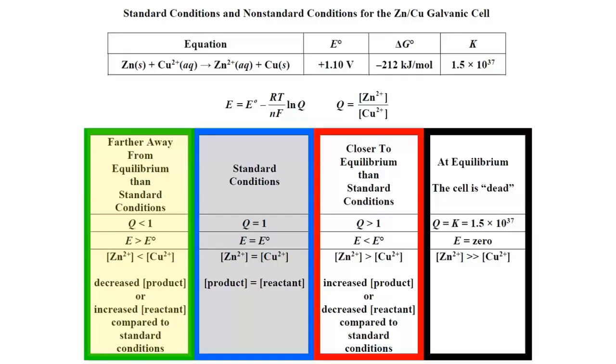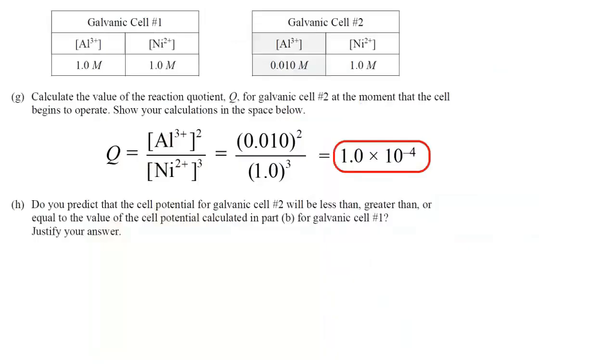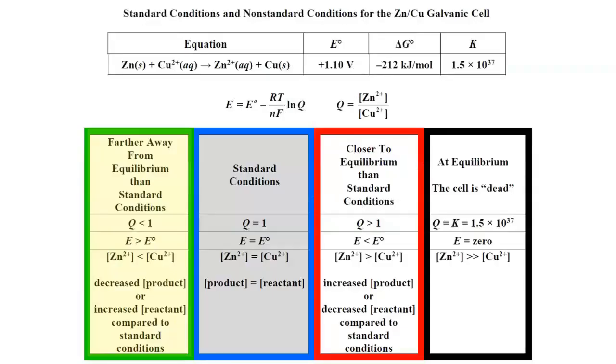So now we have our answer to part G, which is that Q is equal to 1 times 10 to the negative 4, but this helps us answer part H of this question. Part H says, do you predict that the cell potential for galvanic cell number 2 will be less than, greater than, or equal to the value of the cell potential calculated in part B? And that was the standard galvanic cell number 1. So remember that if Q is less than 1, that means that we're farther away from equilibrium than standard conditions, and the cell potential will be greater than the standard value.